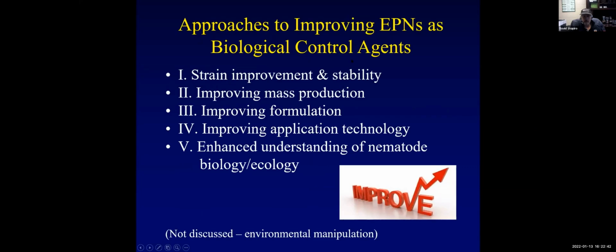So our response is directed to those problems. We can improve the organism and its stability, and improve mass production to make the organism more efficacious as well as less expensive, improve formulation and application, and again, understand the basic biology.